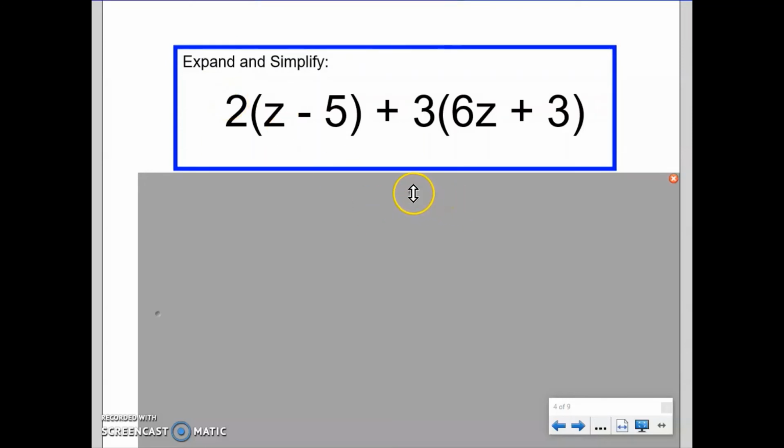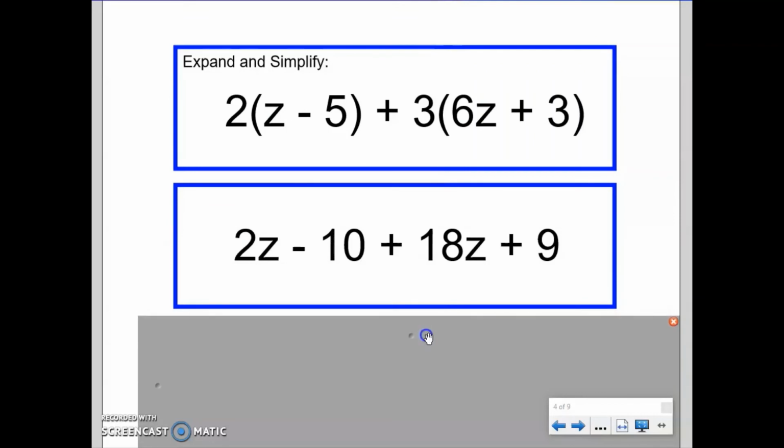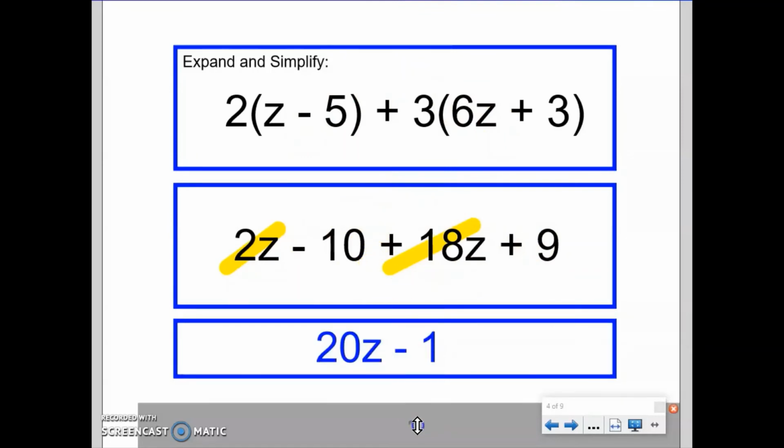Okay, welcome back. Once you do your expansion, it should look like this. 2 times z is 2z. 2 times -5 is -10. 3 times 6z is 18z. And 3 times 3 is 9. 2 z's, add 18 z's, it's going to give me 20z. Negative 10, add 9 takes me to negative 1. So when I expand both of these brackets and collect the like terms together, I'm left with the expression 20z minus 1.